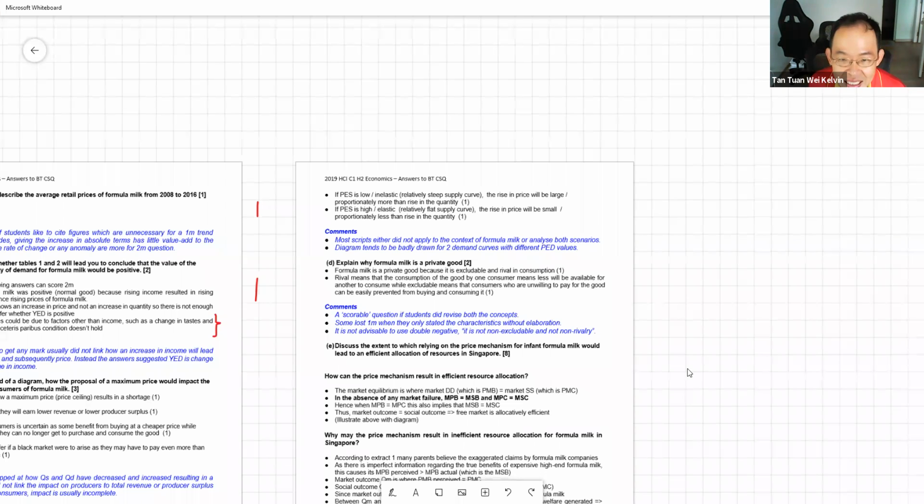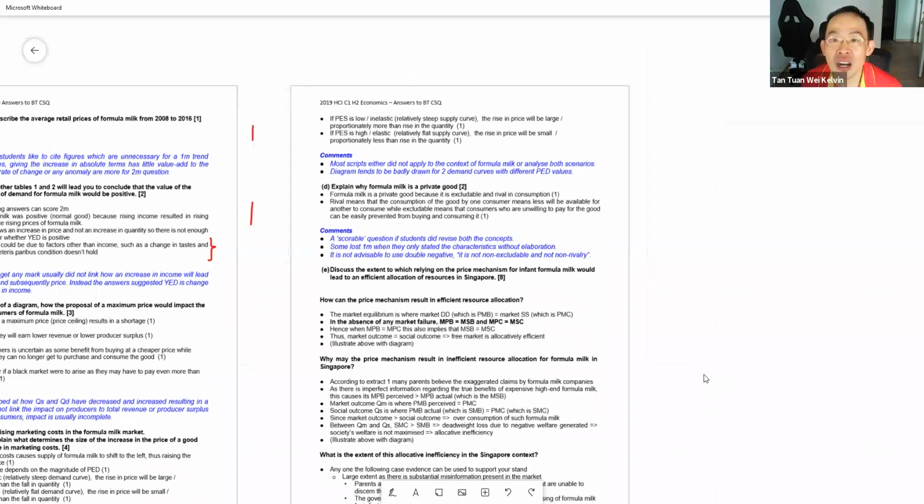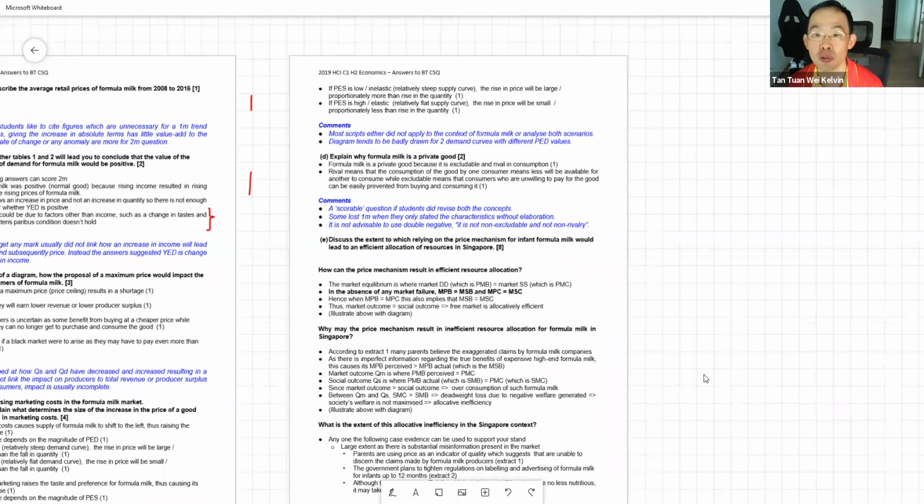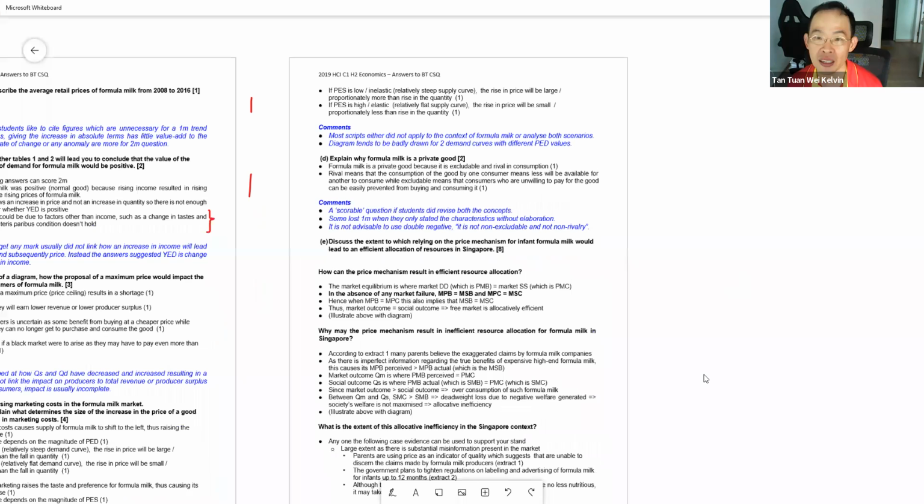For part E, from our experience, students tend to write too much on imperfect information, but they forgot to explain how the price mechanism might lead to an efficient allocation. So remember, breadth is important. Don't write a lopsided answer. Don't write an unbalanced answer. So your TA2, some of you may have only talked about the text without talking about e-cigarettes, or the other way around. So as a result, you don't get the marks. So try to have a balanced view first.